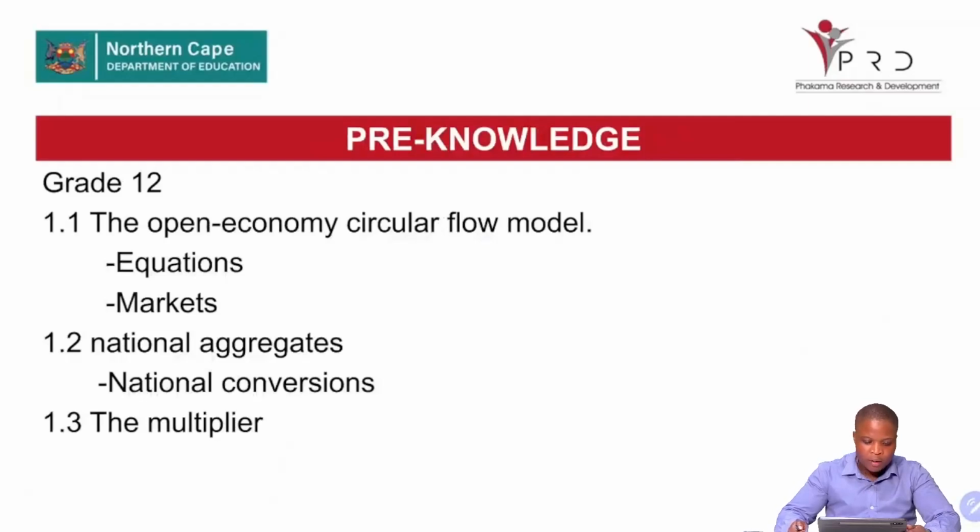The pre-knowledge from this grade 12: at the beginning of the year, you did circular flow. This is taken from your examination guideline, 1.1, circular flow. We discussed the open economy circular flow, where we looked at equations and markets. Here we looked at what is circular flow, the diagram that shows production, expenditure, and income of a country. That was the closed circular flow, where you only have businesses, household, government. Then the open economy, you also included the foreign sector.